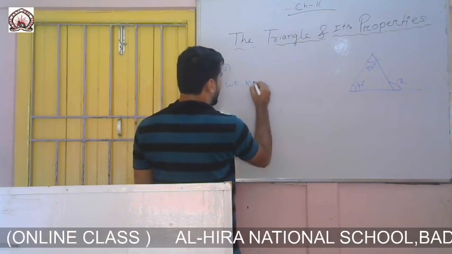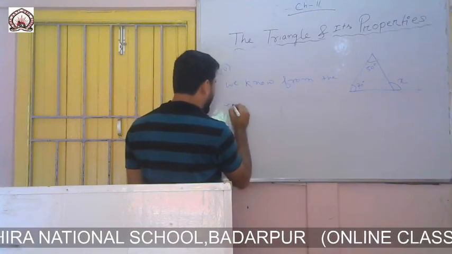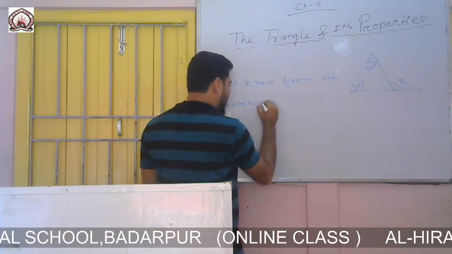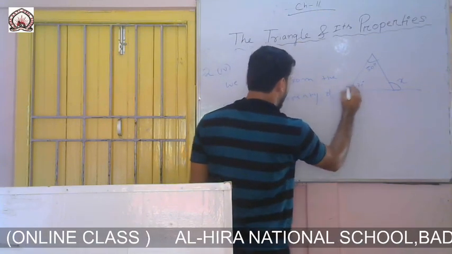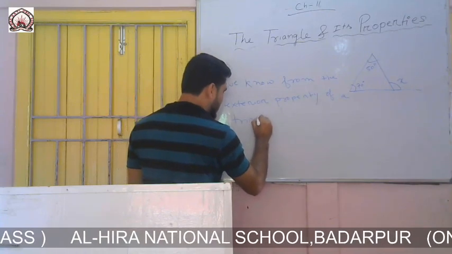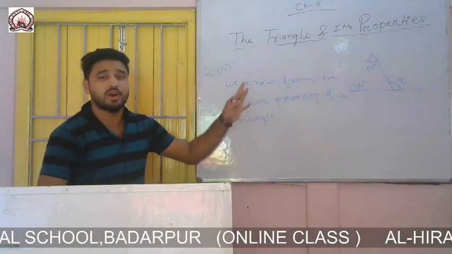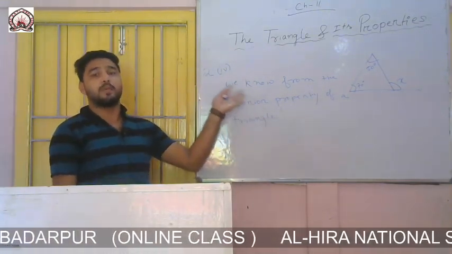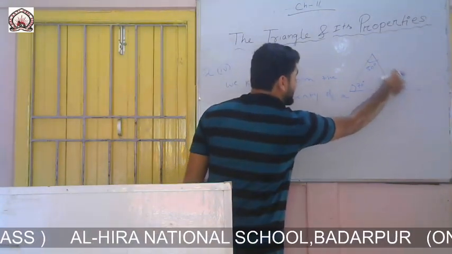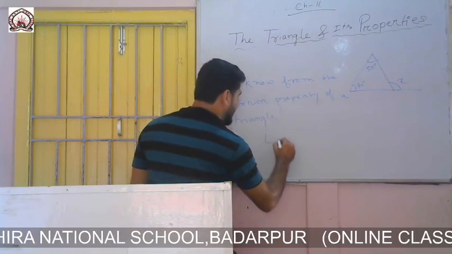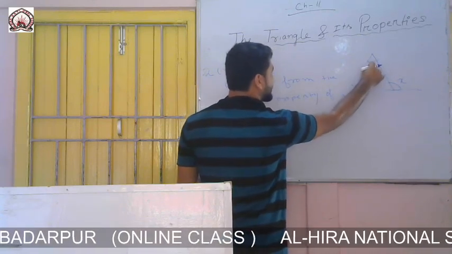We know from the exterior angle property of a triangle, that the sum of the two interior opposite angles of a triangle is equal to its exterior angle. Then I can write, x is the exterior angle. So we know that the exterior angle equals the sum of the two interior opposite angles. So these are the two interior opposite angles.